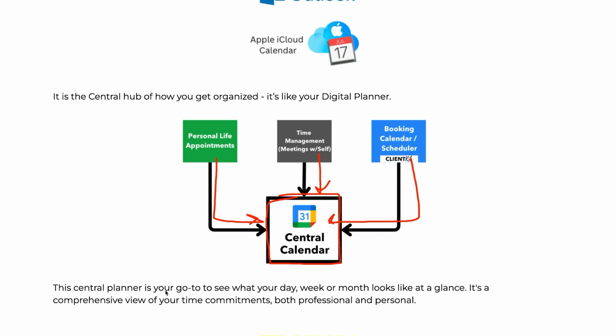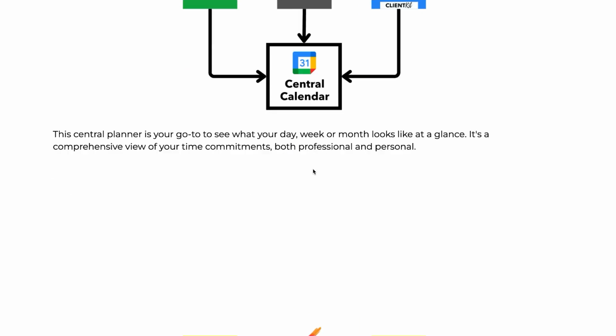So the central planner is kind of like, you can imagine, your go-to place to see, hey, what is going on for the day, the week, the month, to be able to see what it looks like at a glance. It's the comprehensive overview of, hey, what are my time commitments, both personally and professionally? Okay, beautiful. So that's what a central calendar is, right? So now we've talked about the first part.